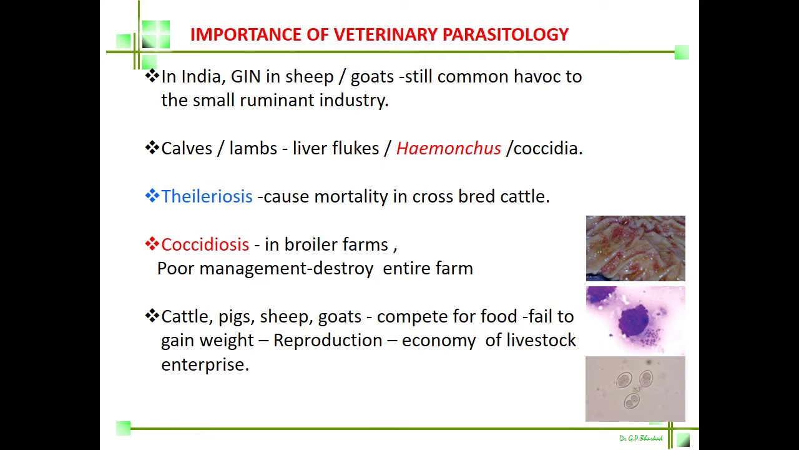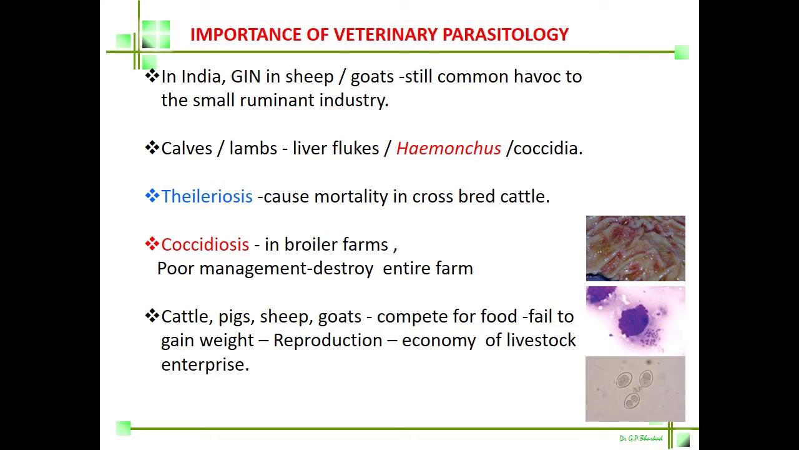In our country, gastrointestinal nematodes in small ruminants like sheep and goat are still a havoc. In cows and lambs, liver flukes, Haemonchus, and coccidia. So these three are still the major culprits during the growing period of these cows and lambs.